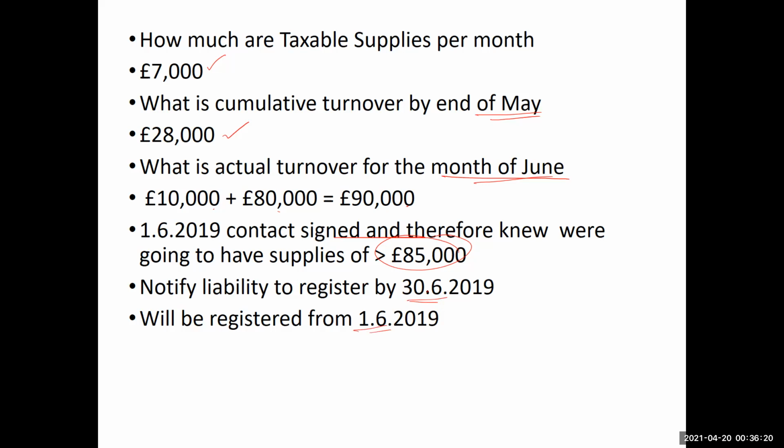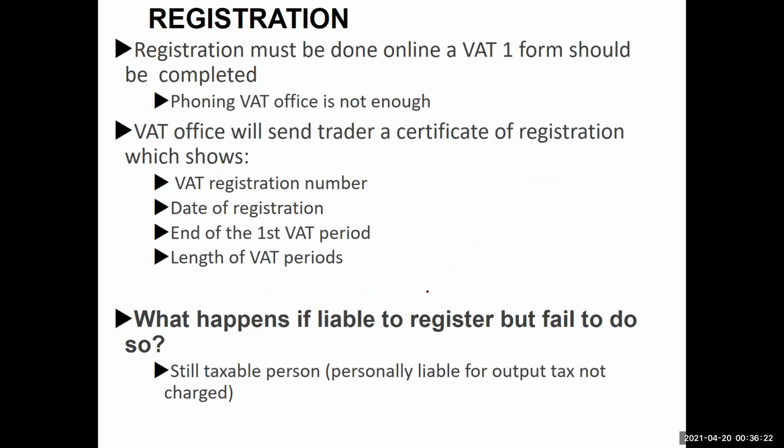Now, registration, once again, we normally do this online, where you pick the VAT Form 1. You may want to phone the office, but that's not enough. You have to actually fill in the forms online. Once everything is complete, the VAT office will issue a certificate of registration. At a minimum, it will show your VAT registration number, your date of registration, the end of the first VAT period, and the length of VAT periods you will be liable for.